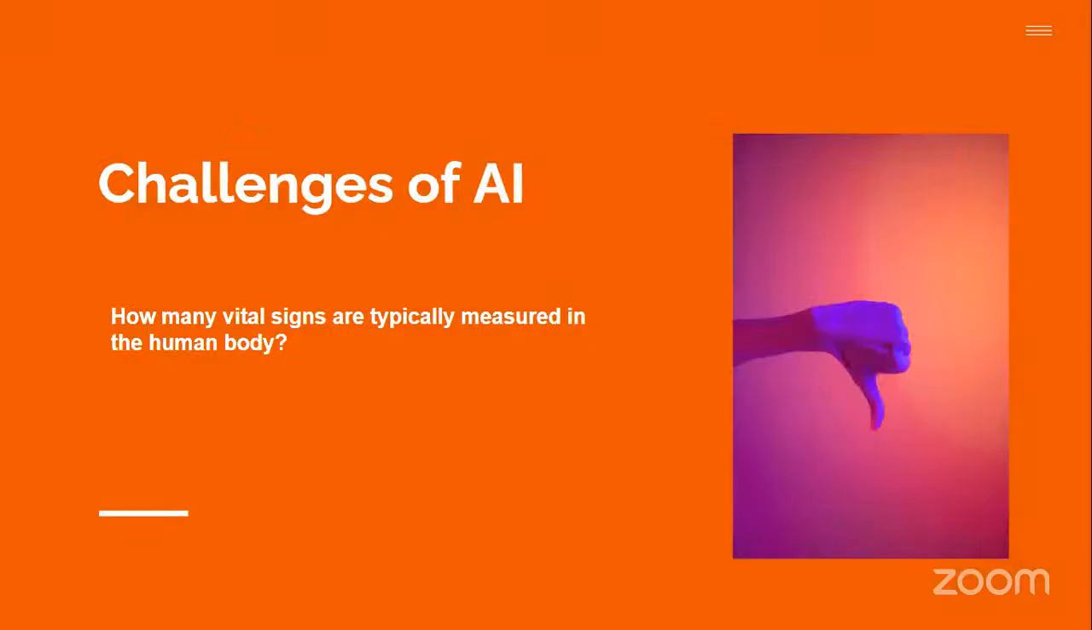Do you guys know how many major vitals there are in our body? How many vital signs are typically measured in the human body? Can you give any random count? Any guesses? Okay, let me tell you, there are five main vitals: heart rate, blood pressure, respiratory rate, temperature, and the oxygen saturation.